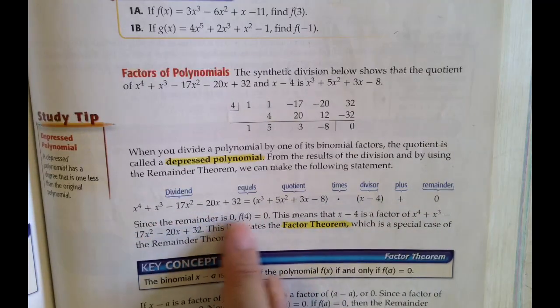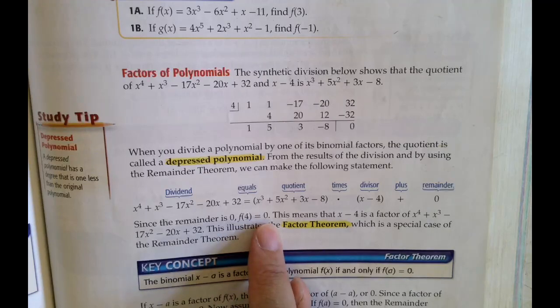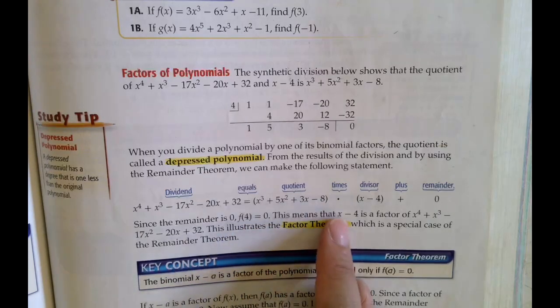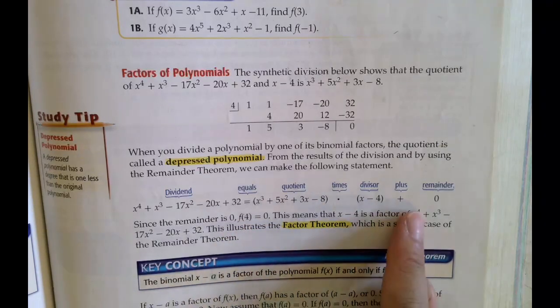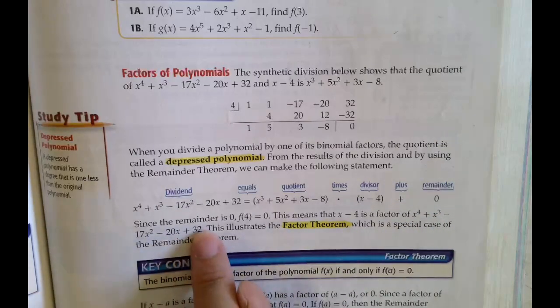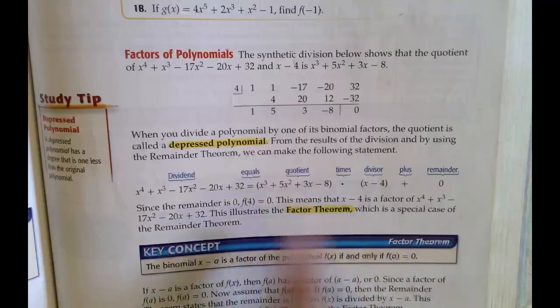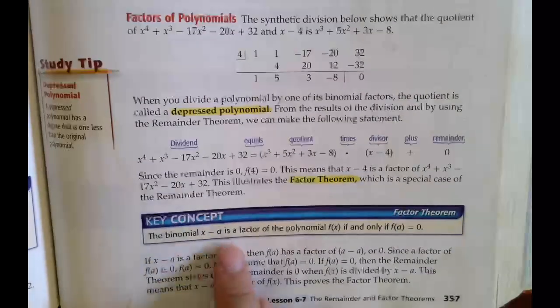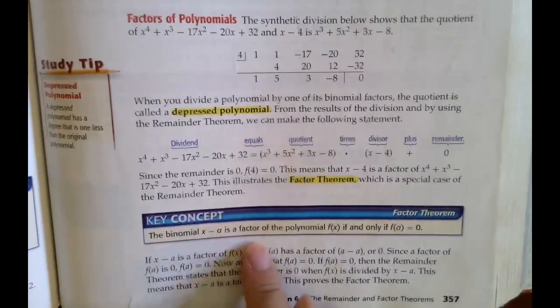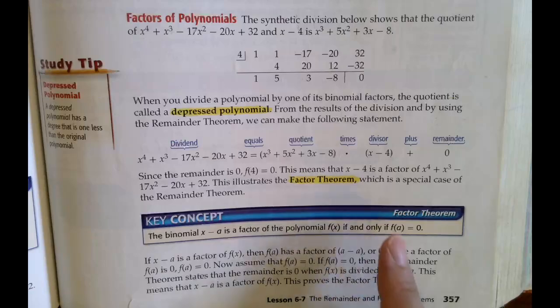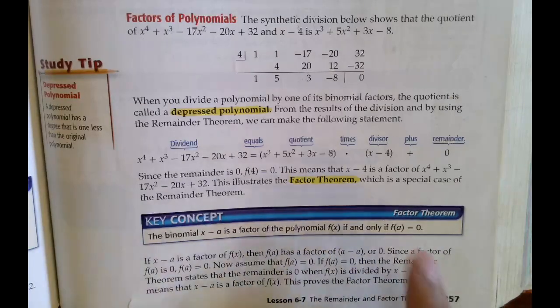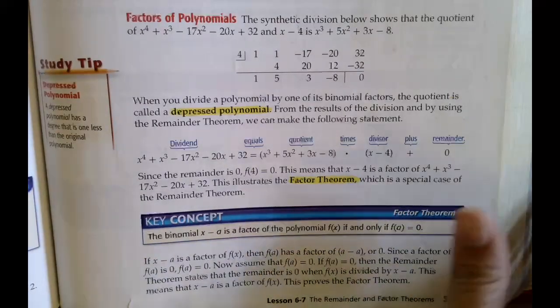Since the remainder is 0, f of 4 also would be 0. Okay. That means that x minus 4 is a factor of my original polynomial, and this illustrates the factor theorem, which is a special case of the remainder theorem. So the binomial x minus a is going to be a factor of our polynomial if f of a equals 0, meaning if there is no remainder.